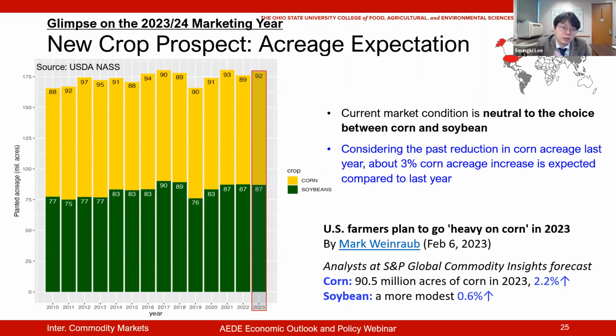Another forecast, provided by the consulting group S&P Global Commodity Insights, says corn acreage will increase by about 2.2% compared to last year, and soybean acreage will increase about 0.6%. So we are, I think, pretty much in the ballpark, I'd say.